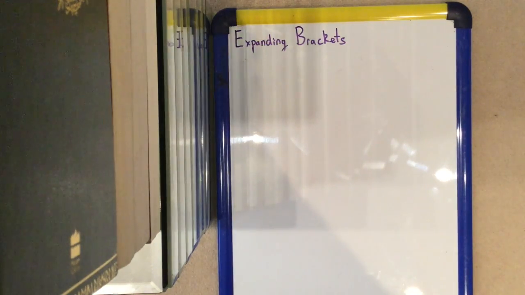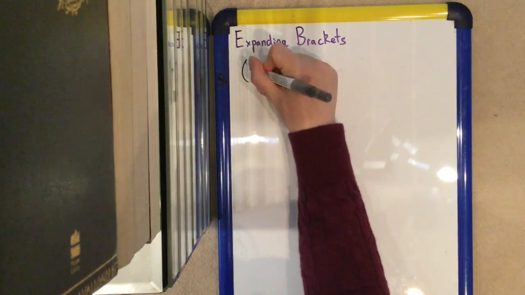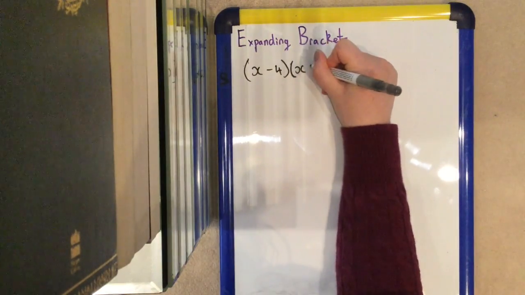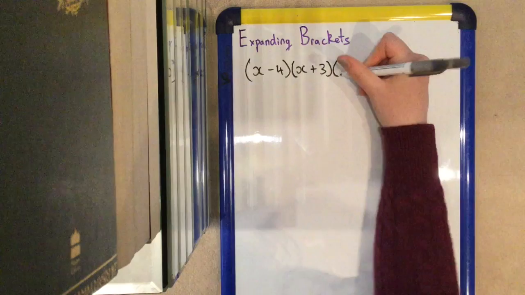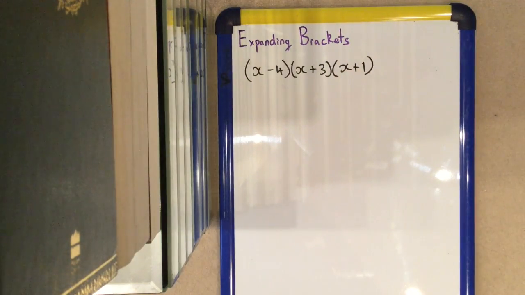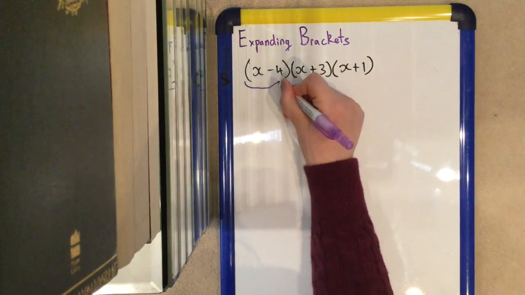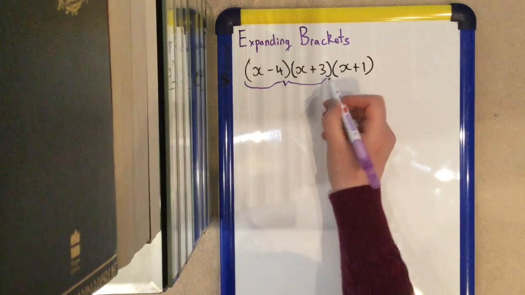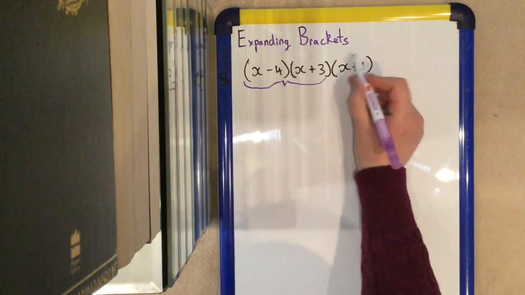Now I've got one final example to work through with you, and that's what happens when you have 3 brackets. So the question we're going to look at is x minus 4 multiplied by x plus 3 multiplied again by x plus 1. Now this looks a bit messy at first and some of you might think you can't use FOIL, but you can. What we're going to do is we're going to take these two terms and multiply them out first, and then multiply the result by this final bracket.